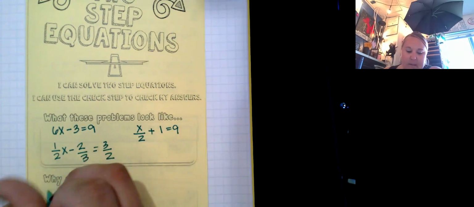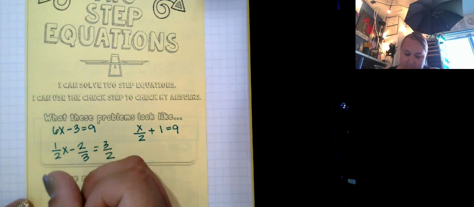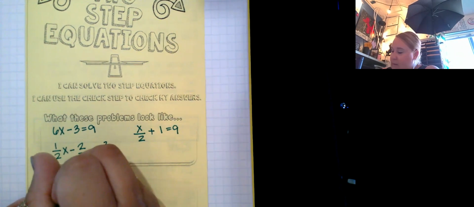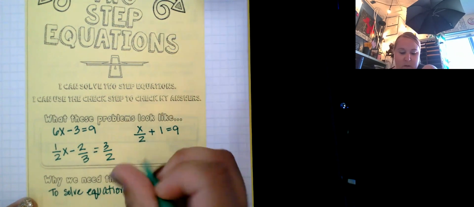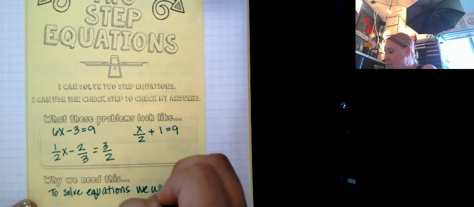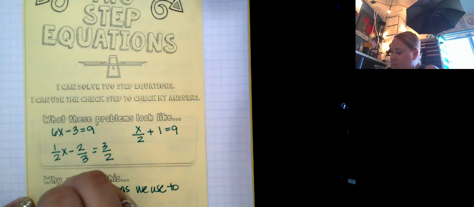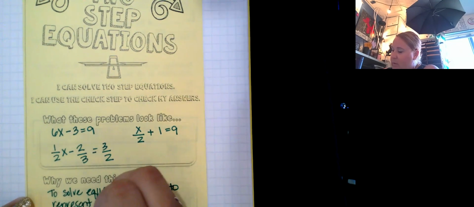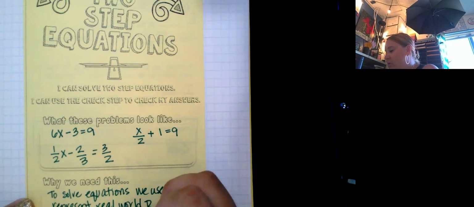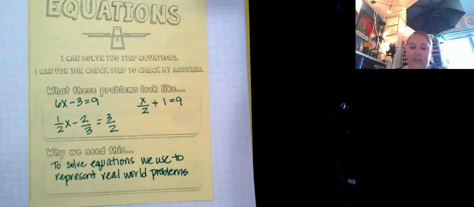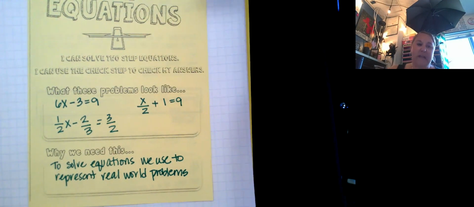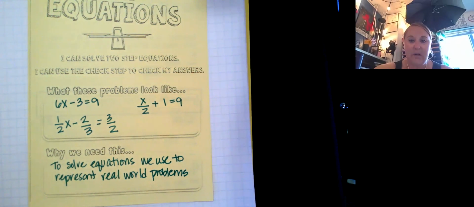Why would we need this? We would need to solve equations that we use to represent real world problems. In one of our upcoming units, we're going to get more into some real world applications of solving equations. Now, remember, for today and this whole unit, really, it's all about the process. It's not necessarily about what the answer is, but it's definitely about how I'm getting to the answer.